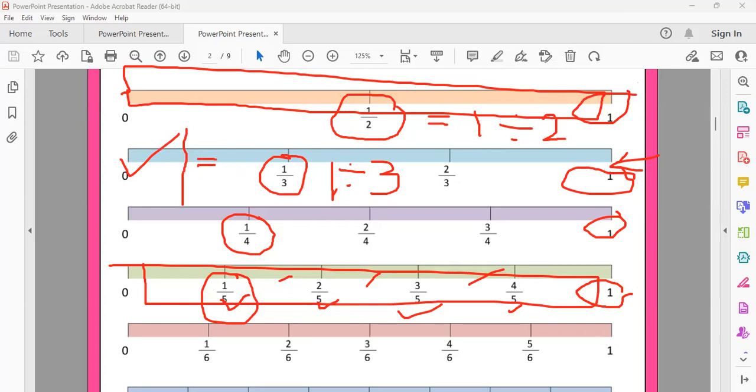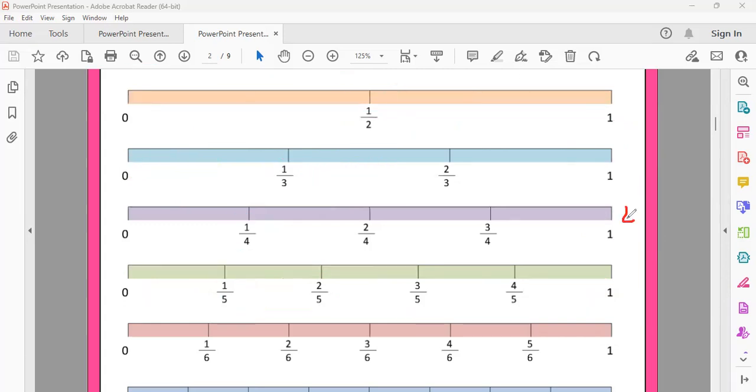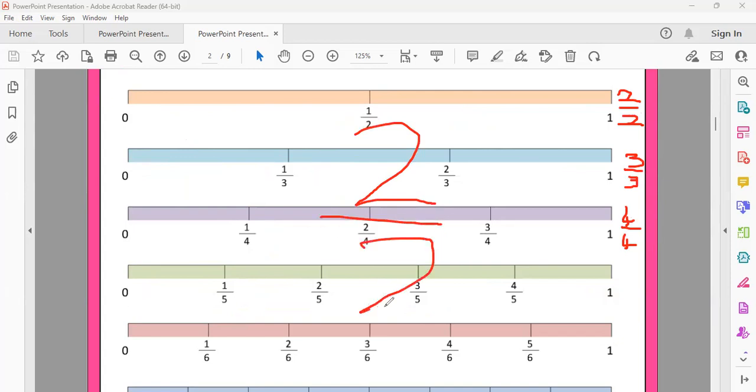Yes, it can be 4 over 4 if you are looking at this fraction. Sorry, 4 over 4 is here. Hold on. This is 4 over 4. This one is 3 over 3. Do you see that? This one is 2 over 2. So when you have the numerator and the denominator the same, it literally means the whole number.